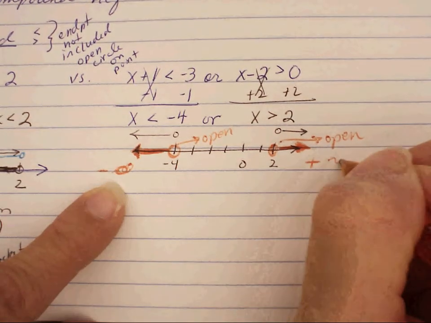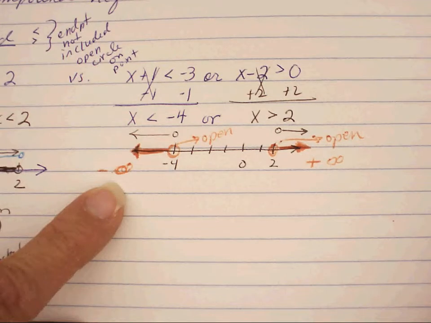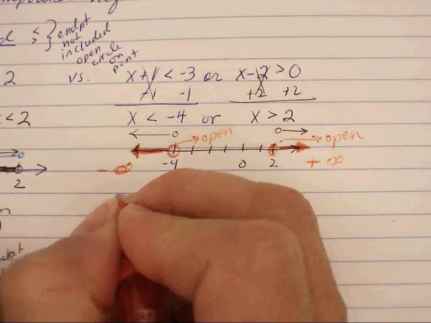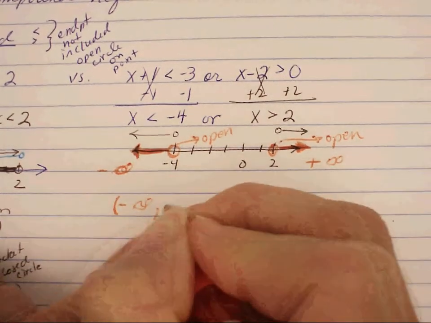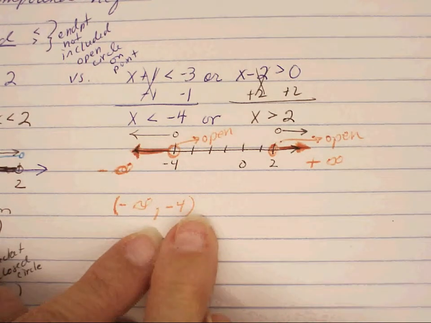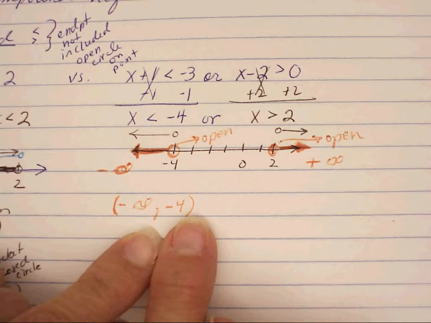Do you agree that if you went this way, you would be heading to negative infinity? Okay. Do you agree that going this way, you would be headed to positive infinity? Do you ever get there? No. So when you represent this, reading left to right, you would have negative infinity, comma, negative 4. This one's open because it's not included, and you can never, ever get to negative 4.